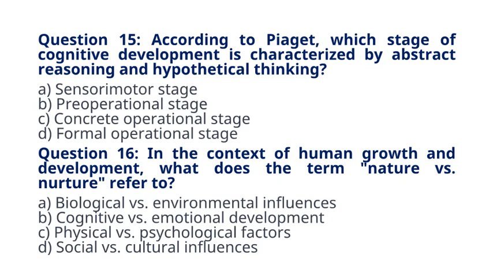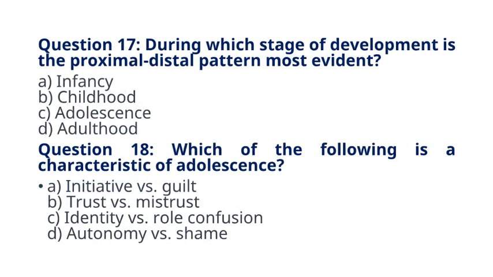development. Question 17. During which stage of development is the proximal distal pattern most evident? A. Infancy. B. Childhood. C. Adolescence. D. Adulthood. The correct answer to question 17 is option A. Infancy. Explanation: the proximal distal pattern is most evident in infancy, where development occurs from the center outward to the extremities.